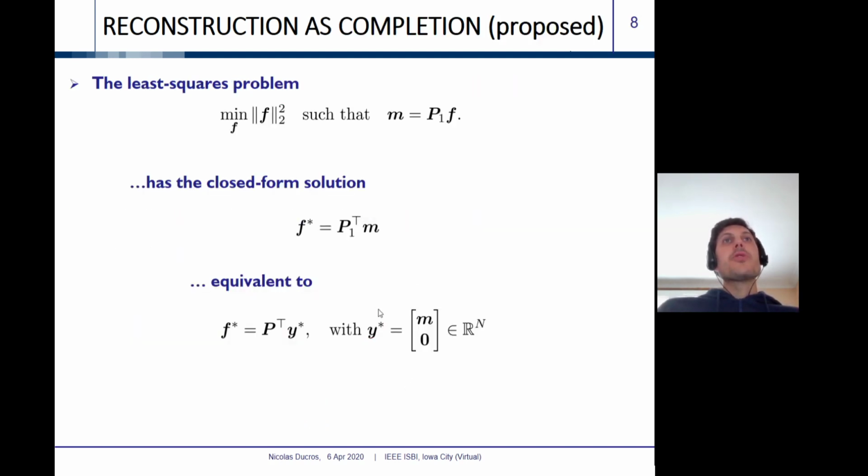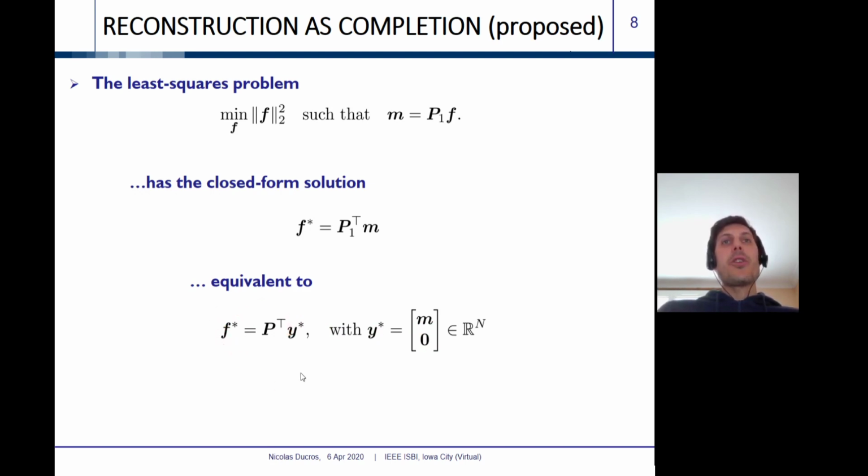So now I would like to talk to you about the main idea of this talk, which is to recast the reconstruction problem as a completion problem. To do so, let's have a look first at the closed form solution we have when we consider least squares. For least squares, we have this solution where f star is given by P1 transpose times m, which is equivalent to building a vector y star here, where we have m as the measured values and zeros for the missing coefficients, and we multiply this by P transpose on the left hand side and we recover the least square solution.